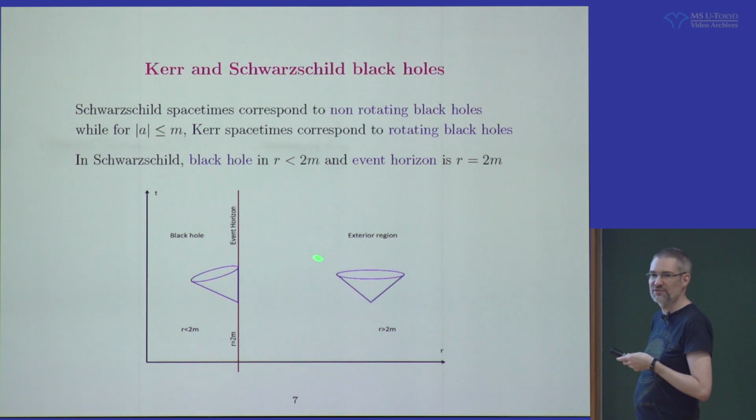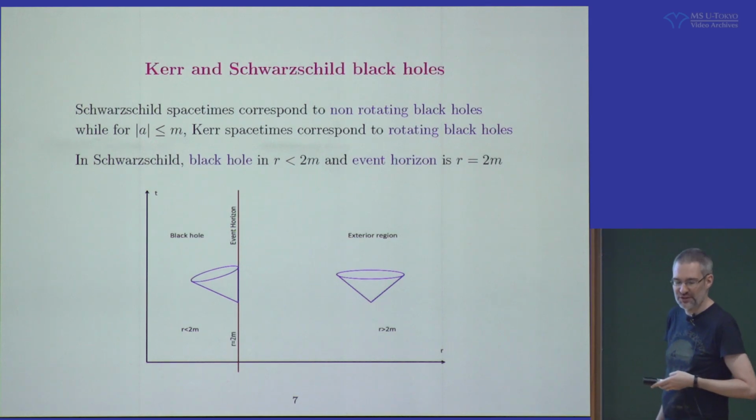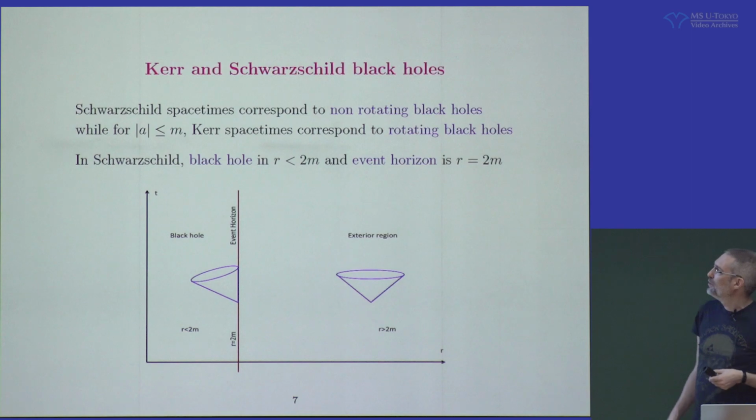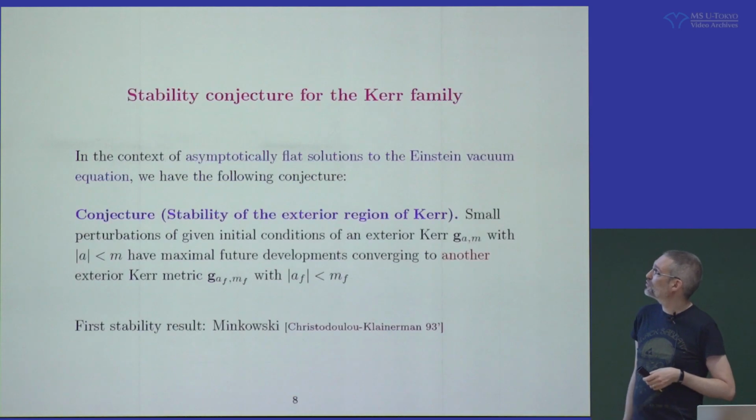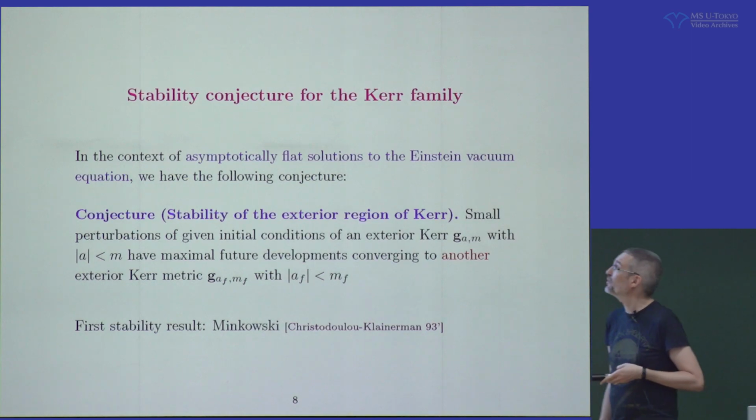Of course, we think of ourselves as being outside of the black hole. So if you're outside, the region you can see ends up at this event horizon, hence the name horizon. Okay, so now that I have presented the Schwarzschild and the Kerr black hole, let me finally state the conjecture I want to consider, which is the Kerr stability conjecture.